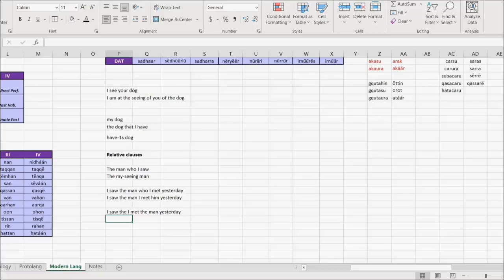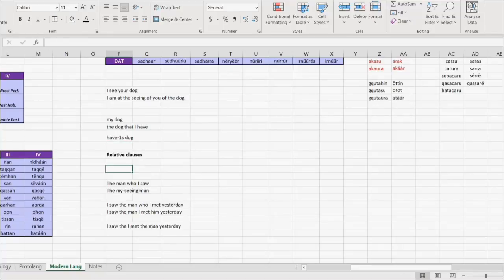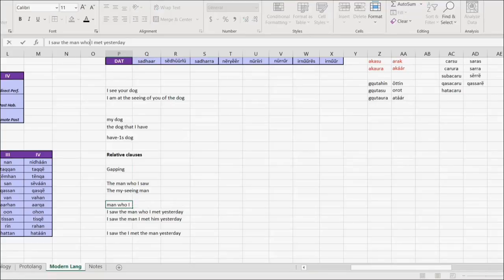But anyway, in this case, to make the relative clause as light and simple as possible, I think we're going to stick with what is, thankfully, the most common and the most simple strategy, which is just gapping, which we can do in English as well as an optional strategy. So you can use a relative pronoun in English, like, "I saw the man who I met yesterday," but you can also just omit the who and say, "I saw the man I met yesterday." And that's perfectly valid as well.